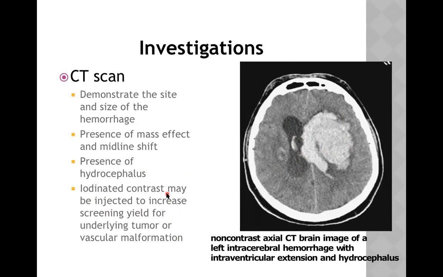Contrast enhanced CT scan, CECT. Now this can be done later on just to make sure whether this is a pure rupture of the blood vessel or it is associated with some other underlying pathology like tumor or vascular malformation. To diagnose that, we need CECT later on, but in the beginning, don't bother about that. You have to go for plain CT scan.